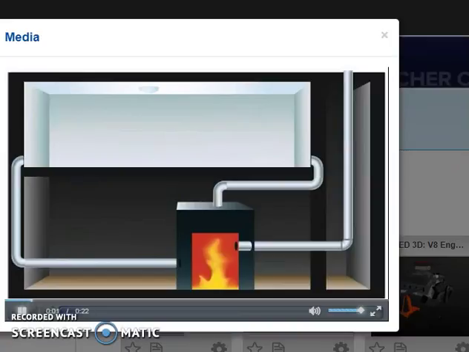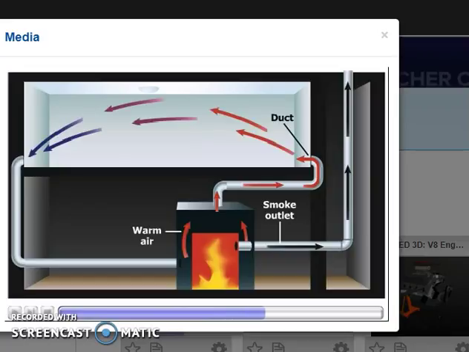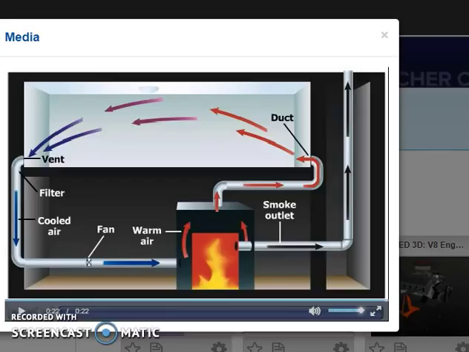In this system, fuel is burned in a furnace and heats a volume of air. A fan then blows the warm air through a series of large pipes called ducts. The ducts lead to openings called vents in each room. Cool air returns to the furnace through additional vents where it is reheated. So what you just saw is a traditional heating system that we use today.